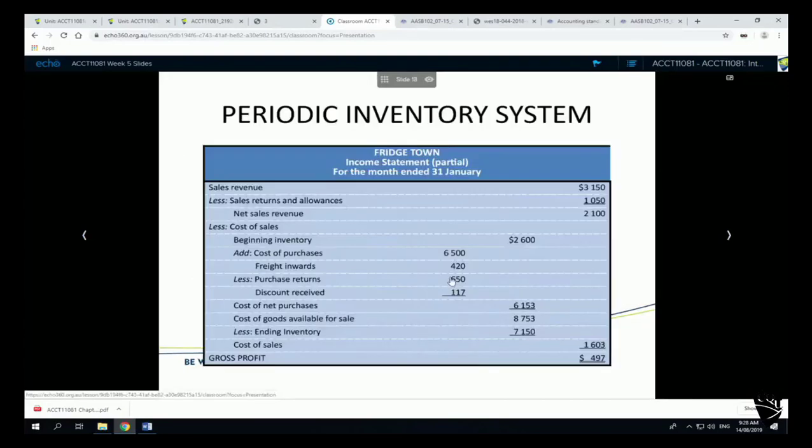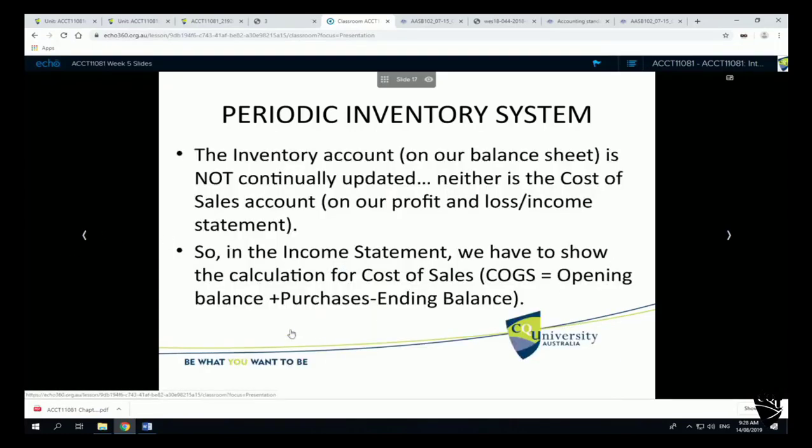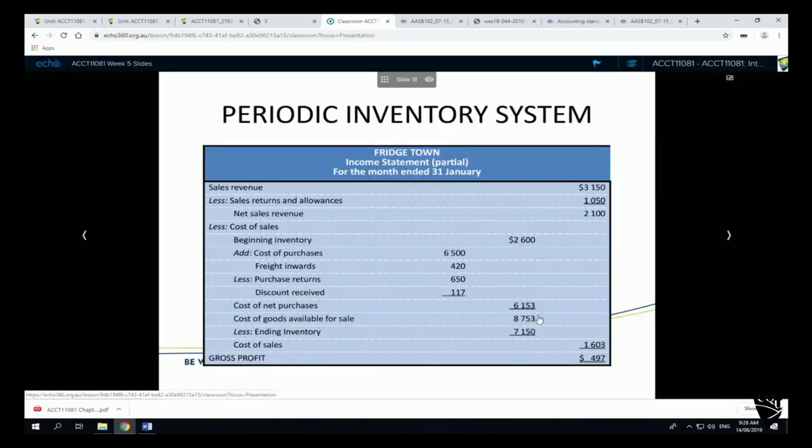Okay, in this case, we've got our beginning inventory. So this is the overarching formula. Opening balance plus purchases minus ending balance equals cost of sales. Okay, that's our formula from this slide. So opening balance plus purchases minus closing balance. So opening balance is here, plus purchases minus closing balance. But look what's involved in calculating the purchases.